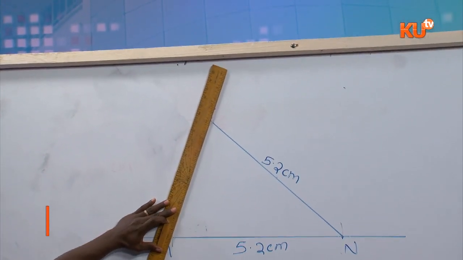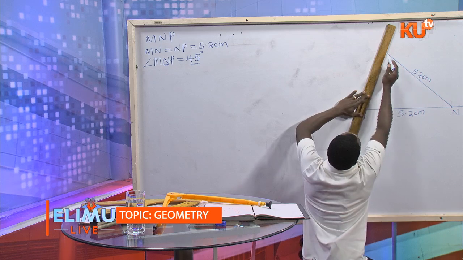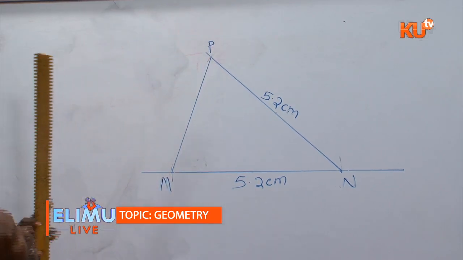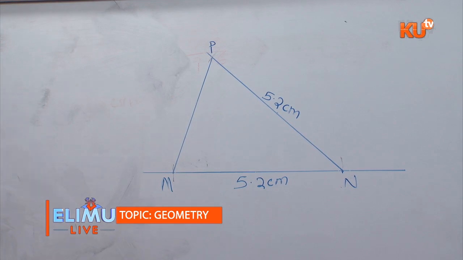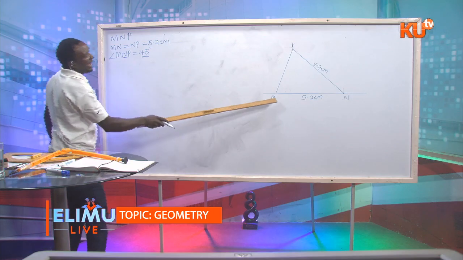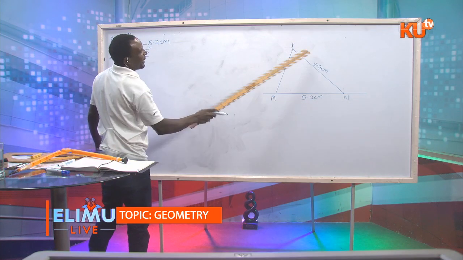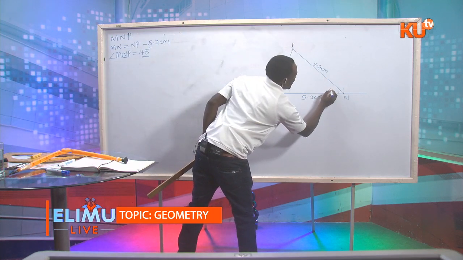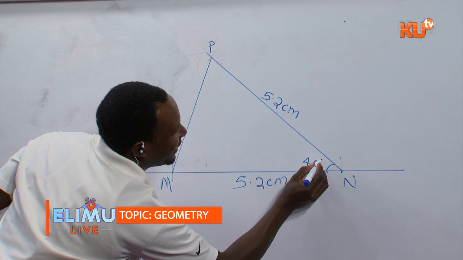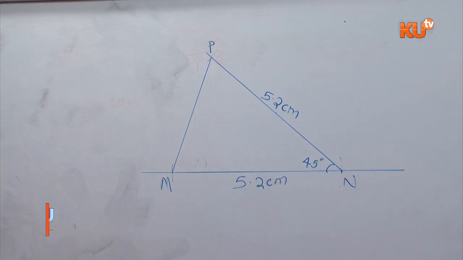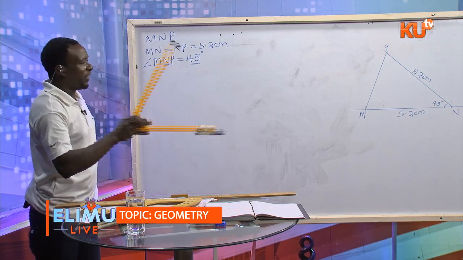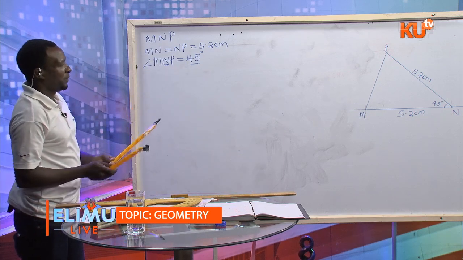Right, vizuri, bila kutetemeka, then you join it like that. We have now our triangle MNP. And this angle here, it is 45 degrees. Now we come to the construction of the circle.